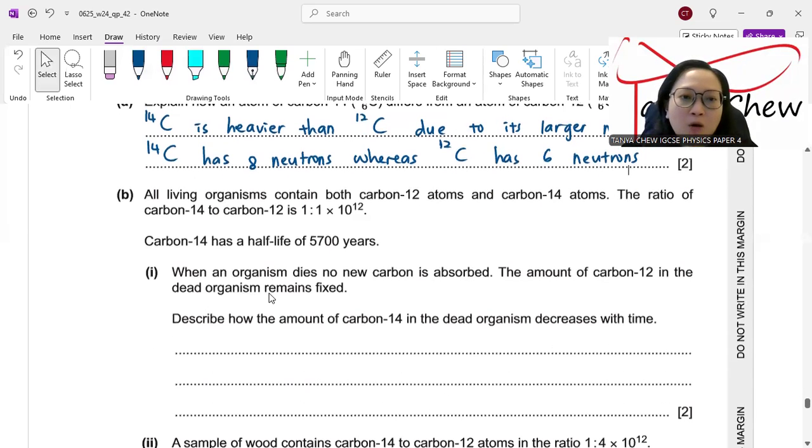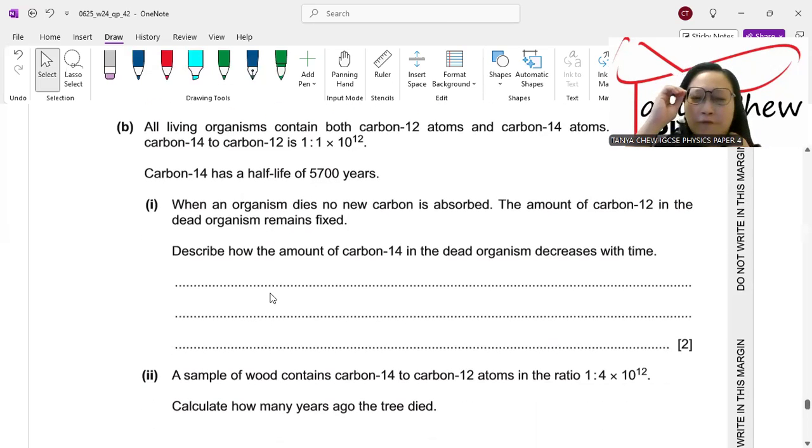Now B, all living organisms contain both carbon-12 atoms and carbon-14 atoms. The ratio of carbon-14 to carbon-12 is 1 times 10 to the power 12. Carbon-14 has a half-life of, wow, that is so long, 5,700 years. First part, when an organism dies, no new carbon is absorbed. The amount of carbon-12 in a dead organism remains fixed. Describe how the amount of carbon-14 in the dead organism decreases with time.